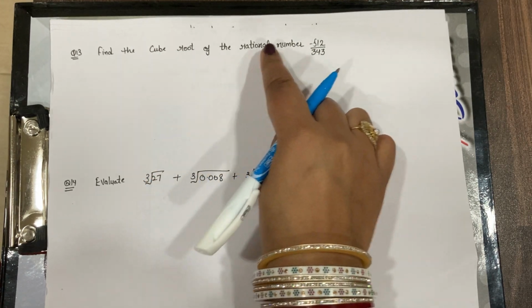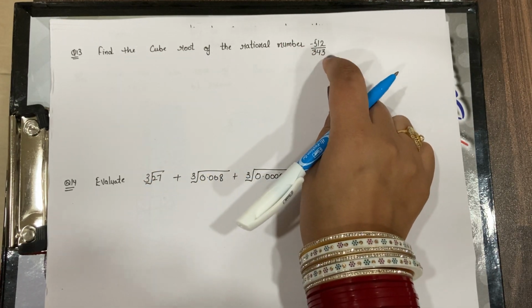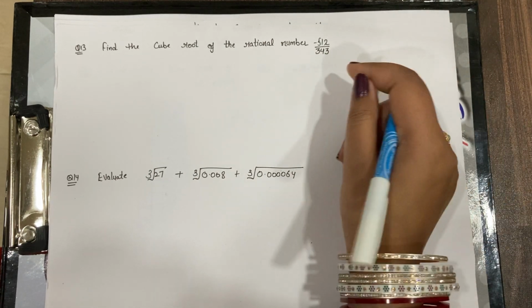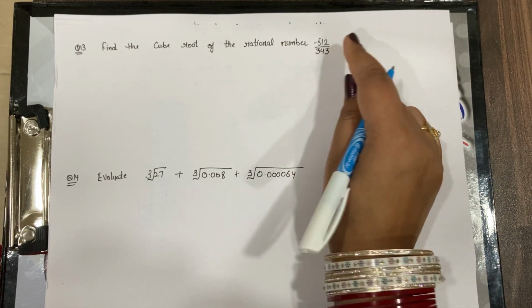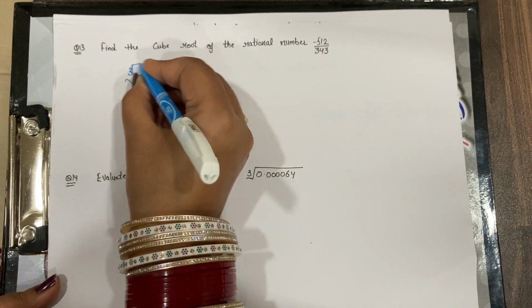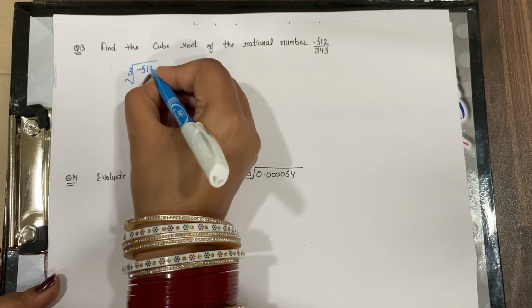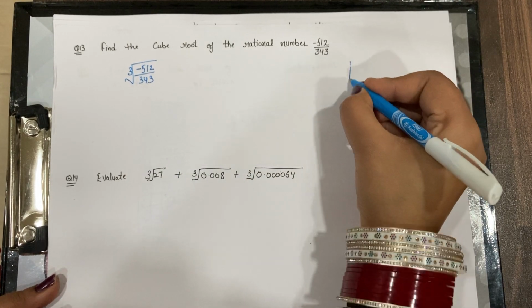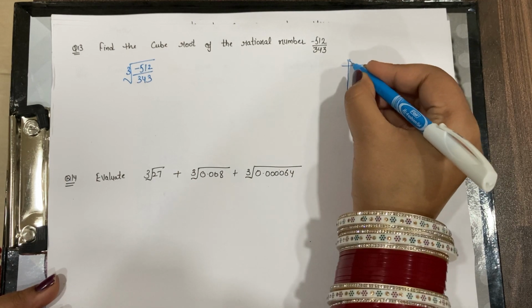Find the cube root of the rational number. This is a negative rational number. We are going to find out the cube root of this number. And again, it is very easy as I have taught you prime factorization already. So basically you have to find out this thing. And you already know how to prime factorize this. We have done it now.